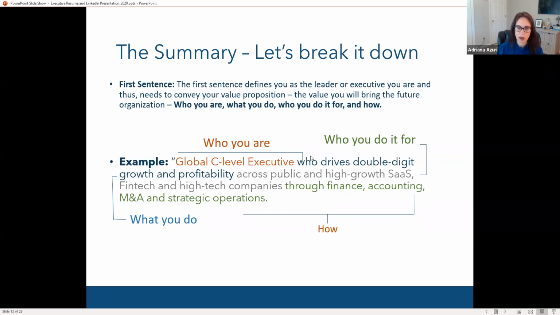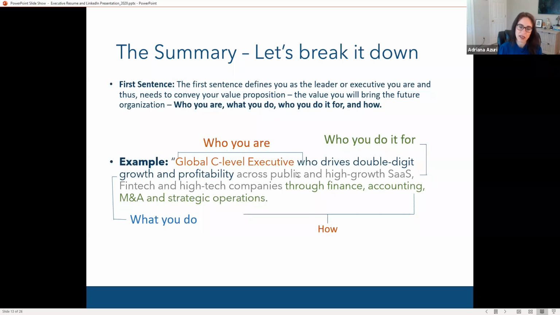Claim it. This person, C-level executive, who drives double-digit growth and profitability across public and high-growth SaaS, fintech, and high-tech companies through finance, accounting, M&A, and strategic operations. So you get the who, the what you do, the who you do it for, and the how. First sentence. Now they know who you are, what sandbox you play in, what industries, things like that.